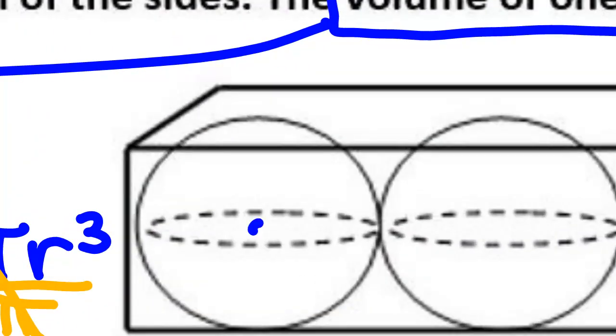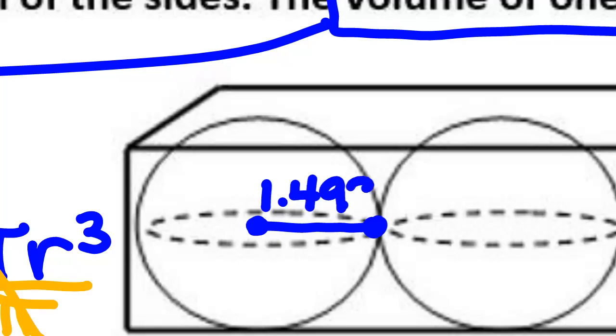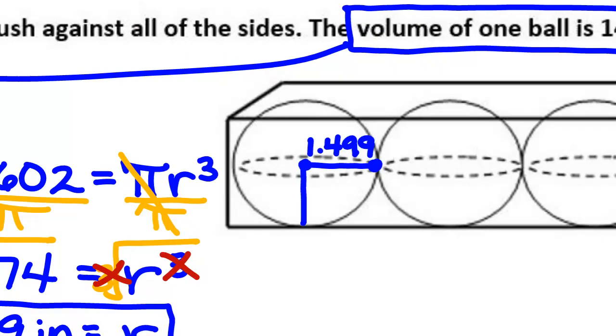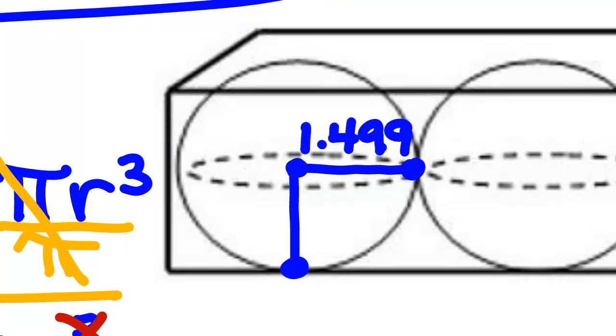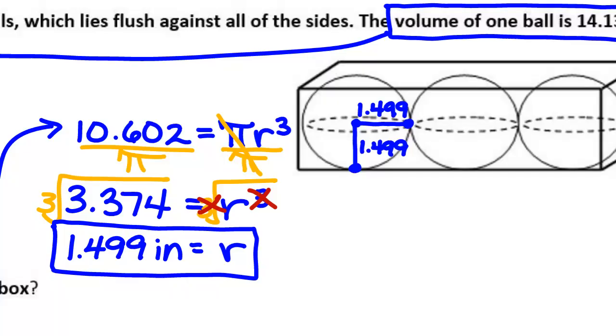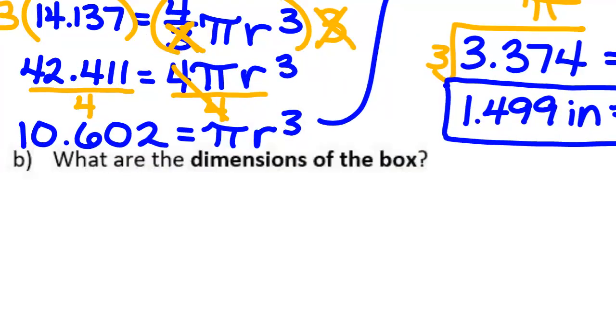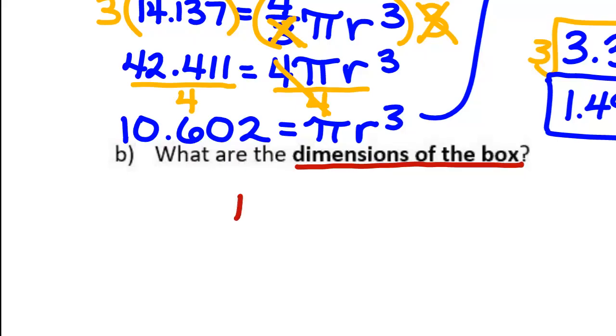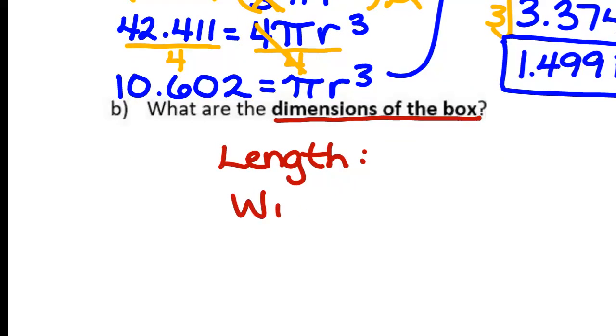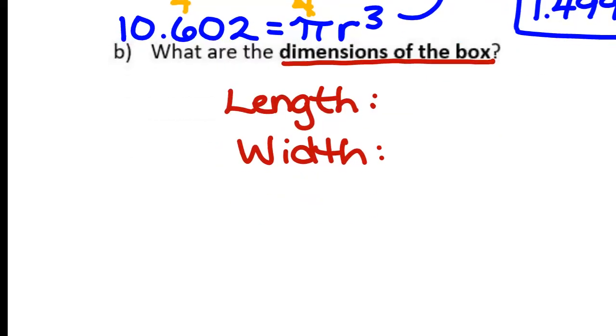So that means from the center of one of these balls over to the edge, it's 1.499. But I could go from the center down here to the bottom edge. I don't have to go left to right. That would also be 1.499, right? Part B asks me to find what? What do they mean by dimensions of the box? It means length, width, and height. Those are dimensions.